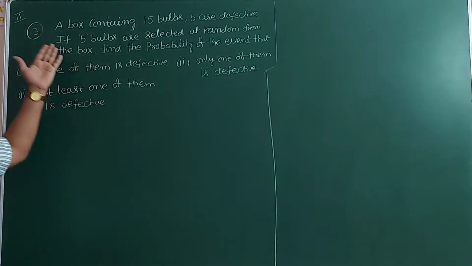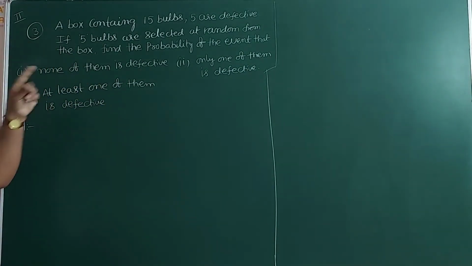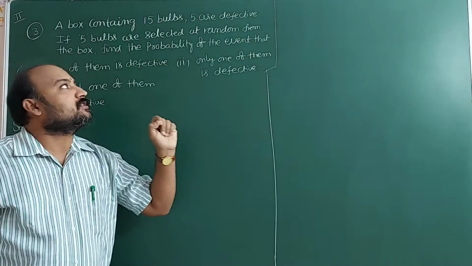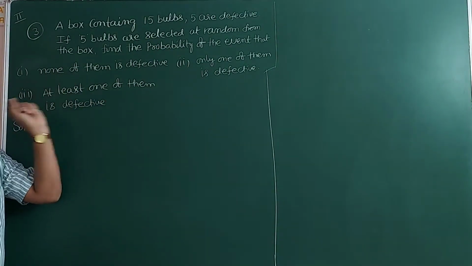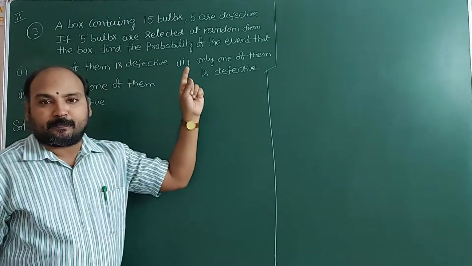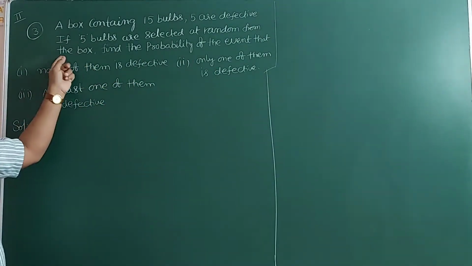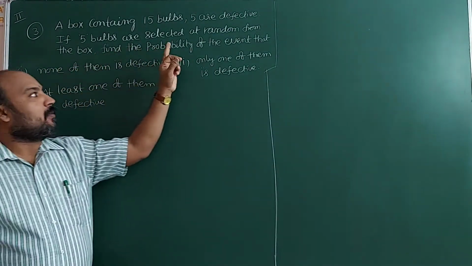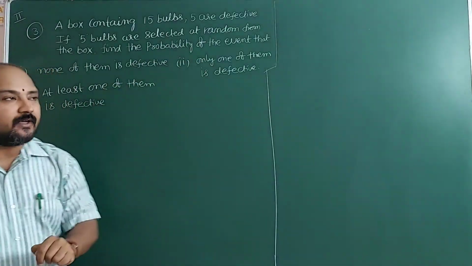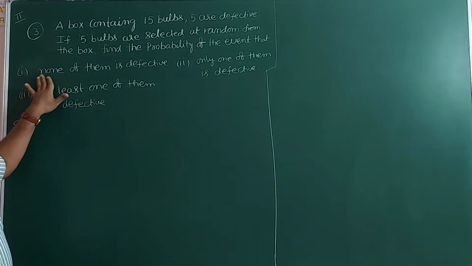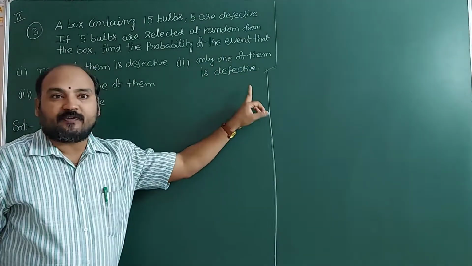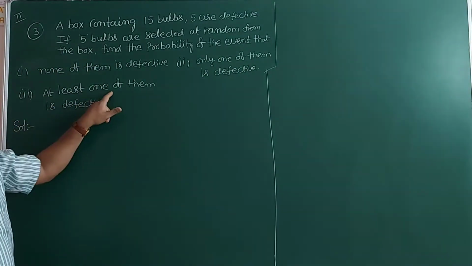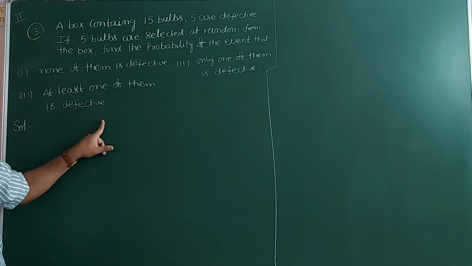Next question, dear students, the third question. A box contains 15 bulbs, 5 of which are defective. If 5 bulbs are selected at random from the box, find the probability of the event that: first, none of them is defective; second, only one of them is defective; third, at least one of them is defective.